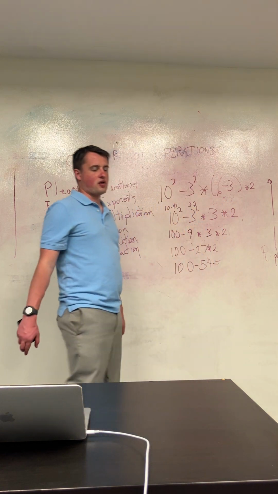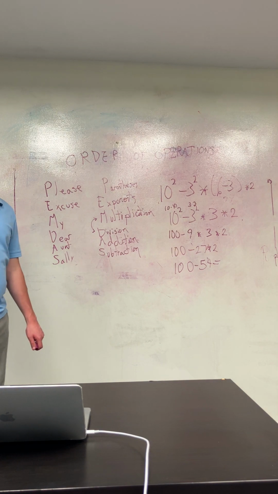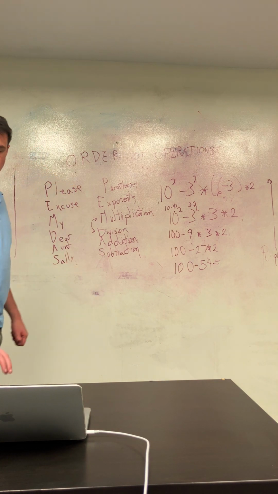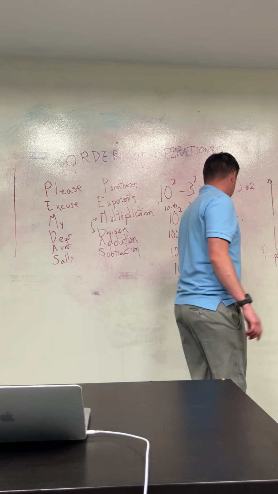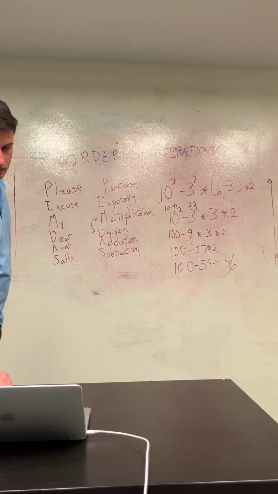No. Don't calculate it on the ASVAB. 46. Yeah, 46. So that's order of operations. So that's the answer? Yeah, the answer is 46. All right.